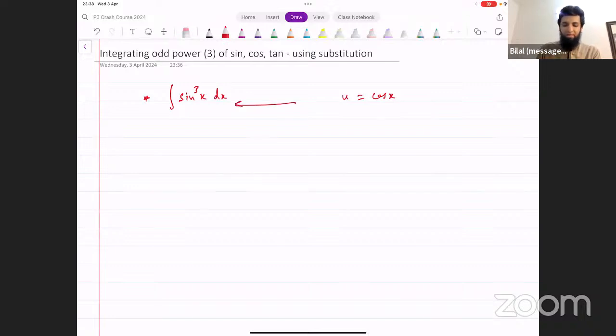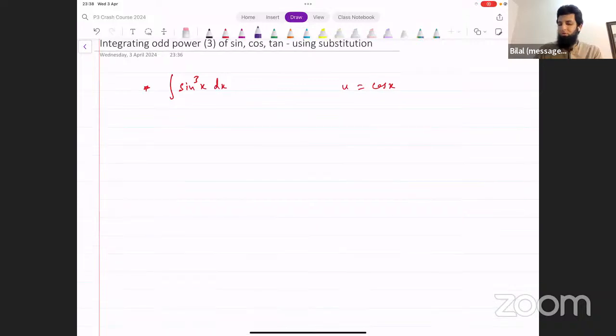We don't even have cos x here. What do we do? We differentiate u and we'll get sine. So that's one thing that we have to do. Let's differentiate it. du over dx, the derivative of cos is minus sine, so it becomes minus sine x. Now you have to eliminate dx as well, so dx is equal to minus du over sine x. That part is fine. We can replace dx with du over sine x.